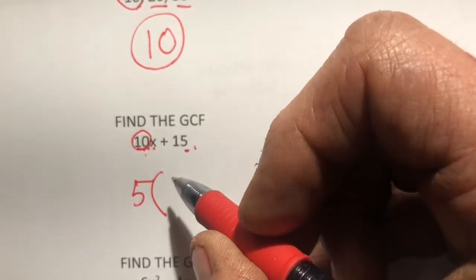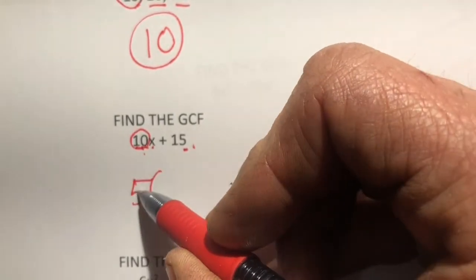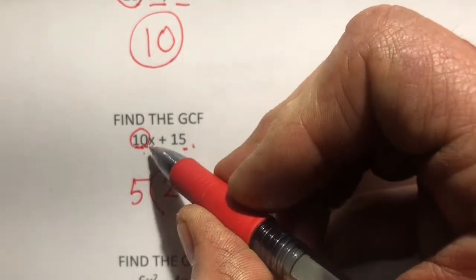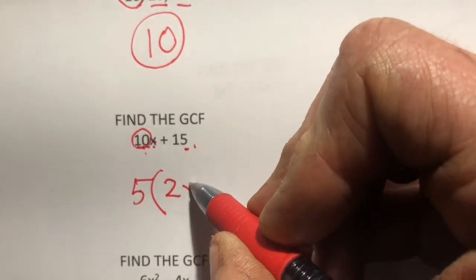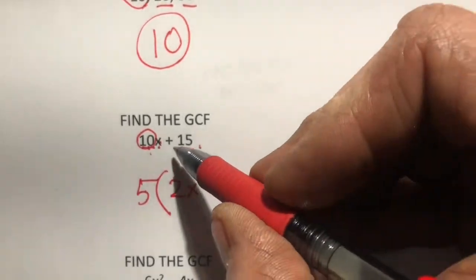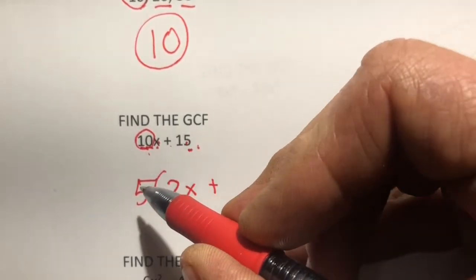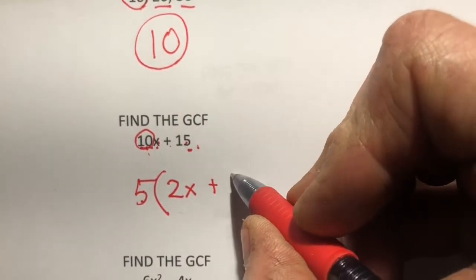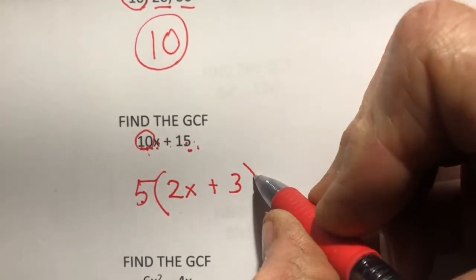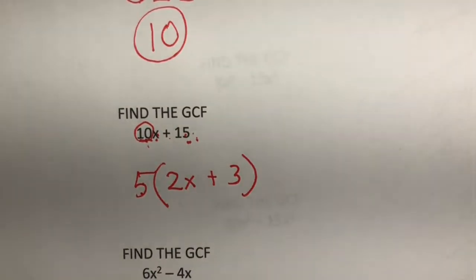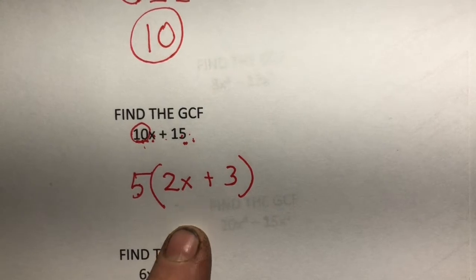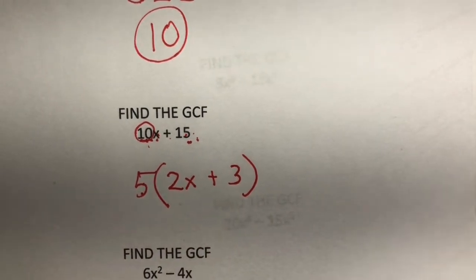Now what I have to do is divide it out. So 10 divided by 5 would be 2. I've got this x here, so the x is going to come on down into this term. Plus, now I've got 15 divided by 5, which is 3. And there's no variable here, so there you go. This is my greatest common factor factored out. And that's what I ended up with.